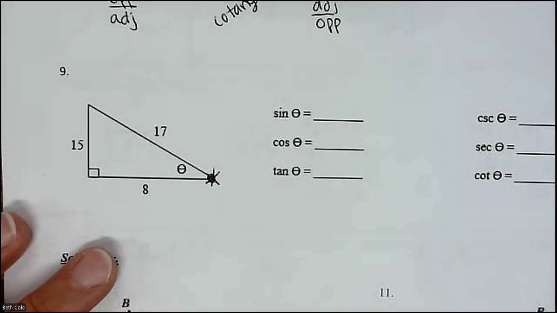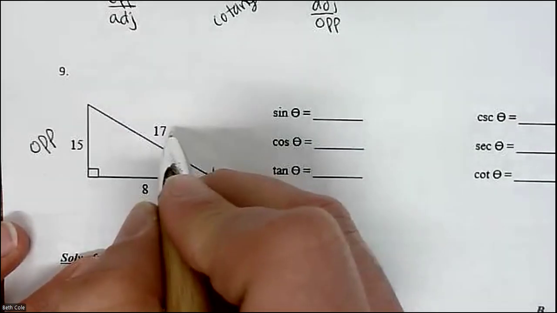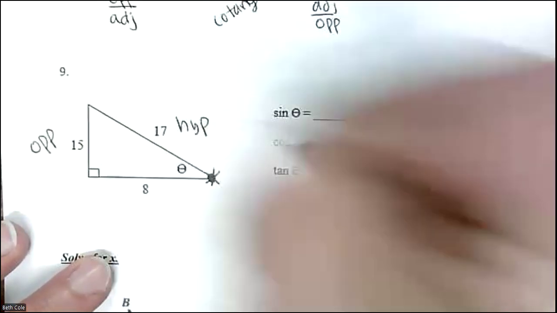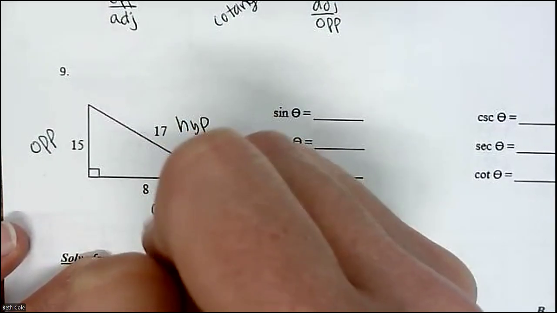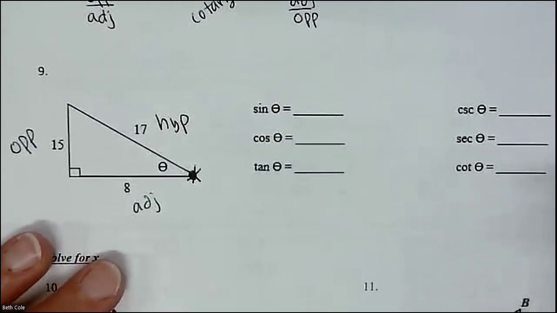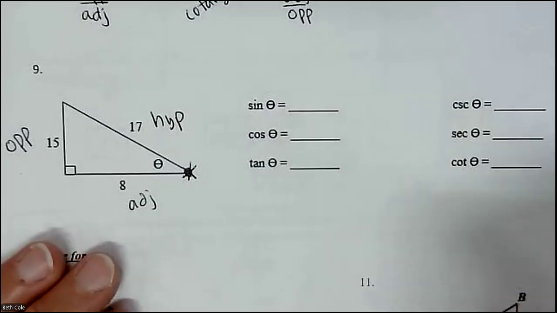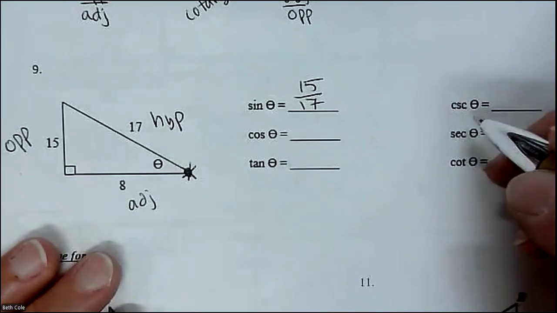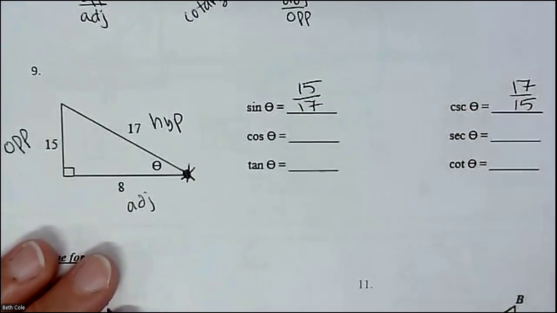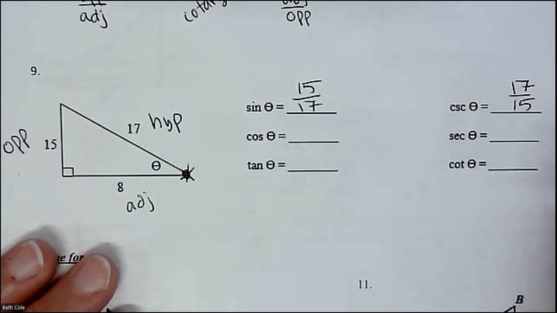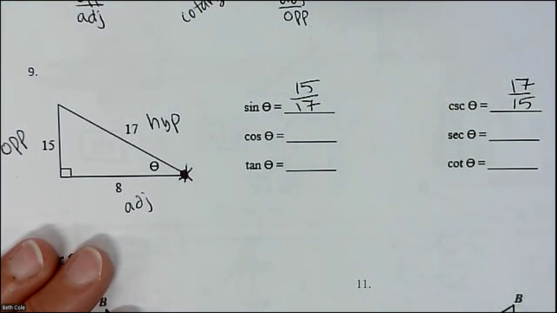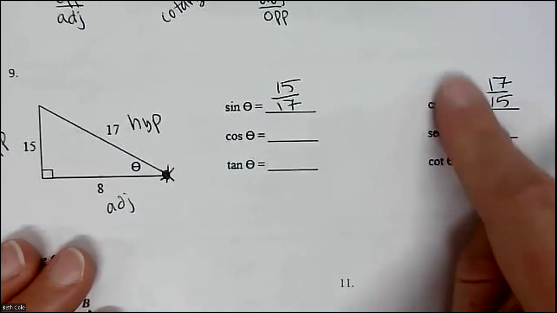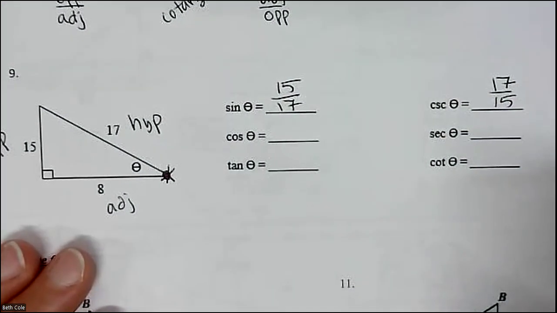So which one is the opposite? 15. 15 is the opposite. 17 is across from the right angle, so that's hypotenuse, and so then 8 is adjacent. I want this to go quick and easy. Sine is which number over which number? 15 over 17. So cosecant 17 over 15. That is it. You missed this, so I'm going to just recap it real quick. It won't hurt anybody else. There's 3 other trig functions, and all you do is flip them. That's it.